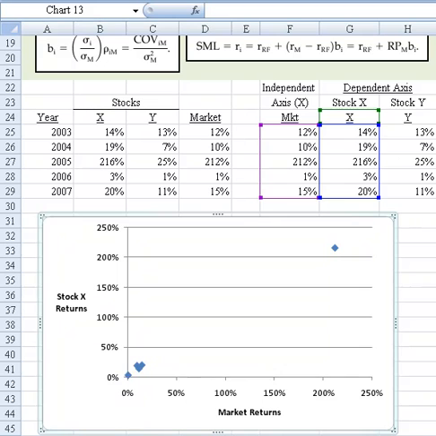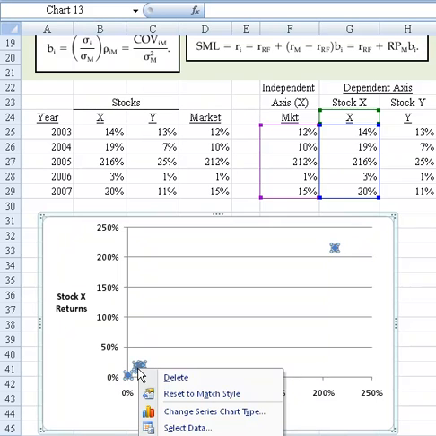Now, all I've done is add some labels. The independent variable appears on the x-axis, and that's the returns of the overall market, so I labeled it market returns. The y-axis is stock X returns, and we've dropped in the data points. Using an XY chart, we're comparing the paired results: what did X earn when the market earned one amount, and what did X earn when the market earned a different amount? Then I'm going to right-click on the data points and add a trend line.